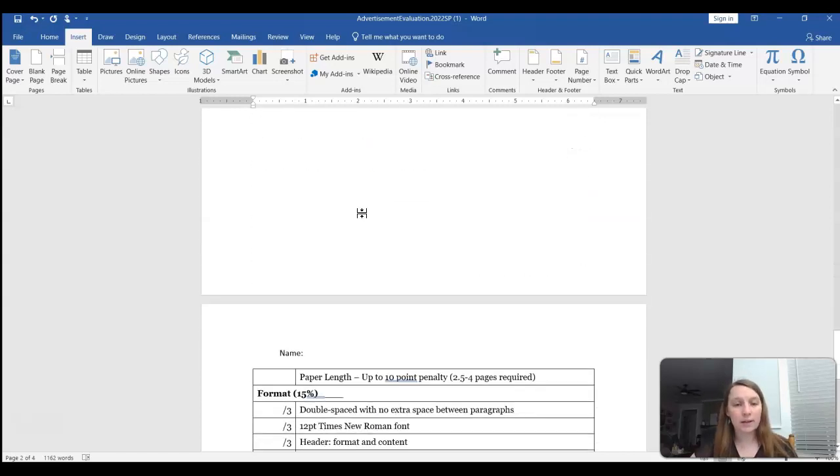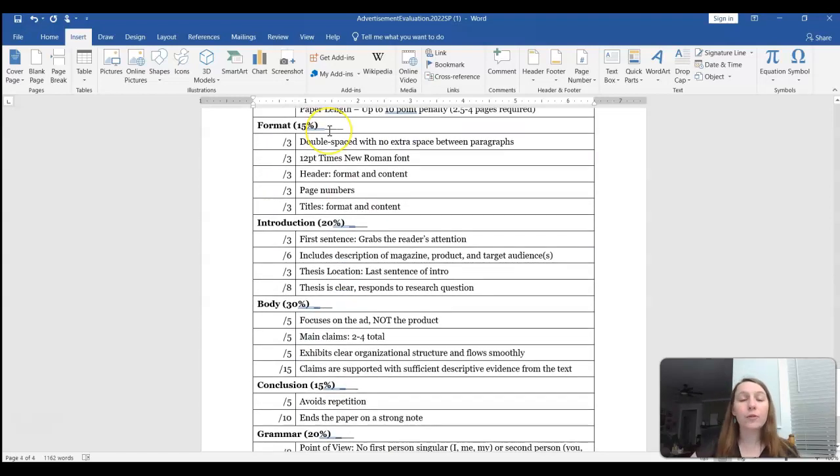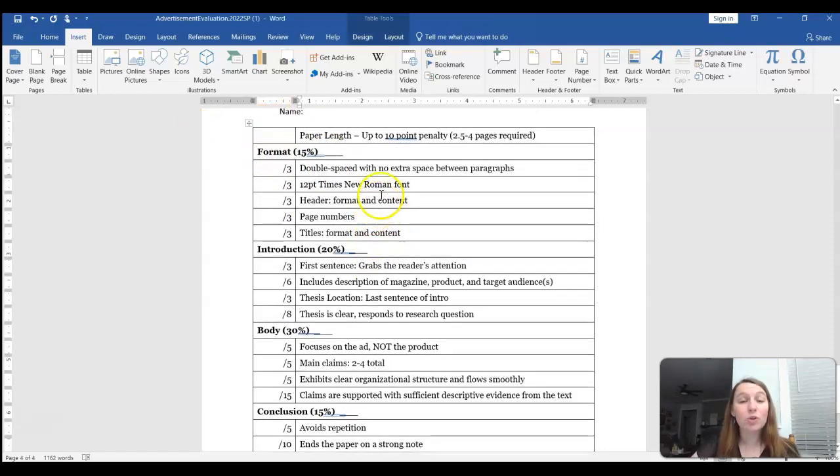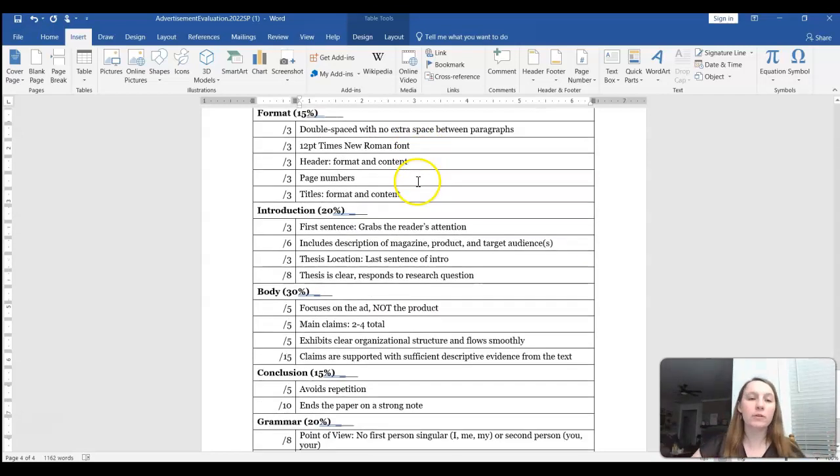But what I do want to highlight is this rubric. 15%, so 15 points, is your MLA format. Pay attention to that. You can lose 10 points if you don't hit 2.5 pages. So make sure you do that. But how do I hit 2.5 pages? That feels like so much to write. Well, let's look at the breakdown.